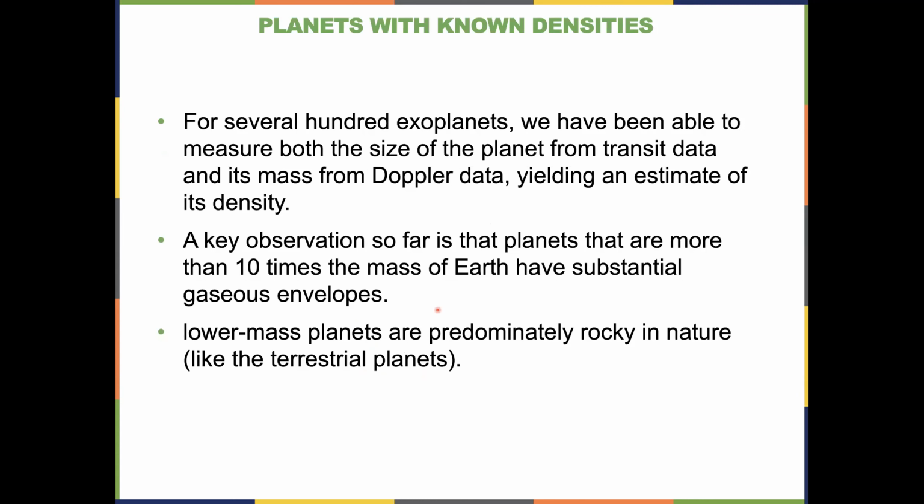Now, as we have discussed before, we can also look at the densities of the planets, right? There are several hundred planets for which we have been able to measure both the size and the mass from those two methods, transit data and Doppler data. Which means if you can measure the mass and the size, you can estimate the density, right? Now, a key observation so far is that planets more than 10 times the mass of the Earth have a substantial gaseous envelope, and lower mass planets are rocky in nature, like our terrestrial planets, right?